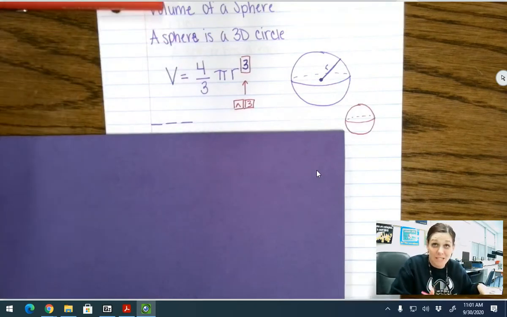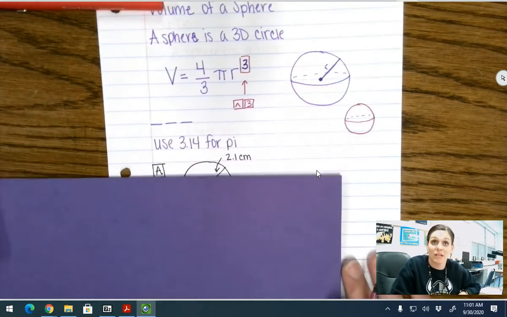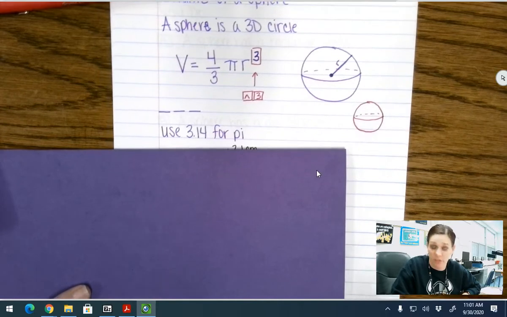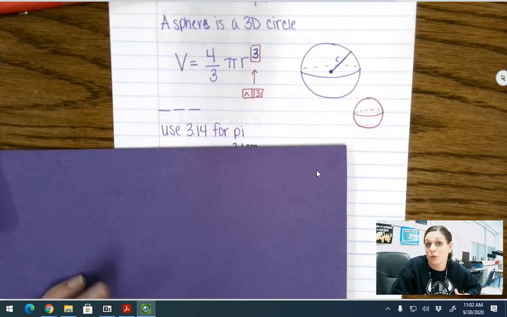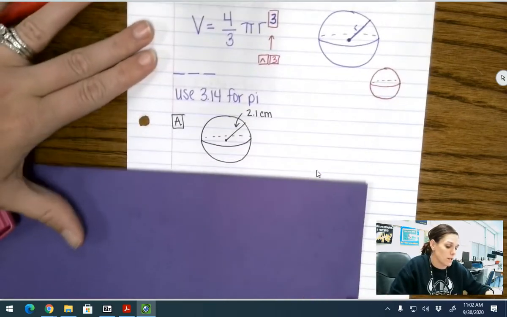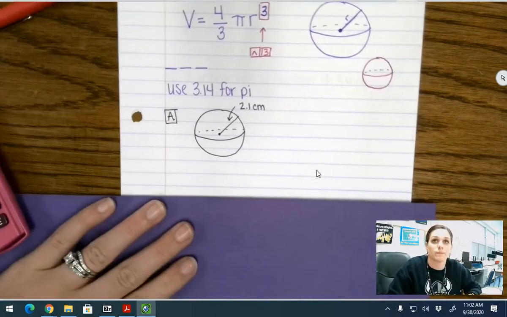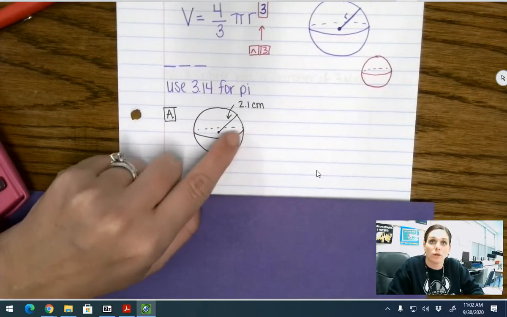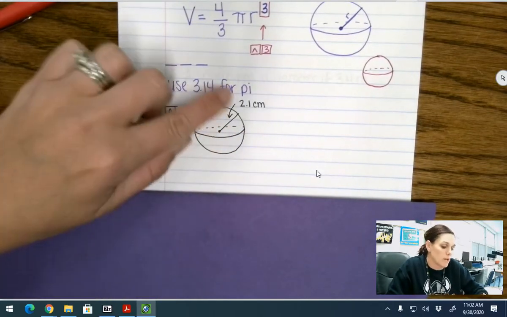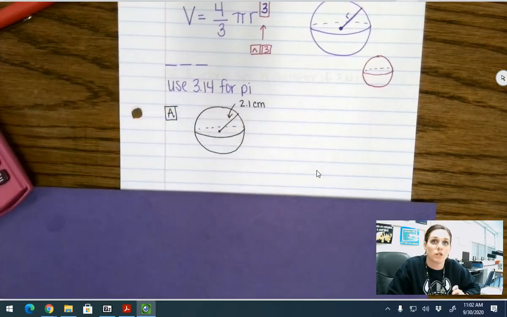All right, so let's find out the volume of the inside. We're going to use 3.14 for pi for all of these. We've been working in terms of pi, but now we're going to use 3.14. Let's draw this first one. Draw your circle, draw your little line going through, and put your dots through it. And I have a line that is pointing to 2.1.